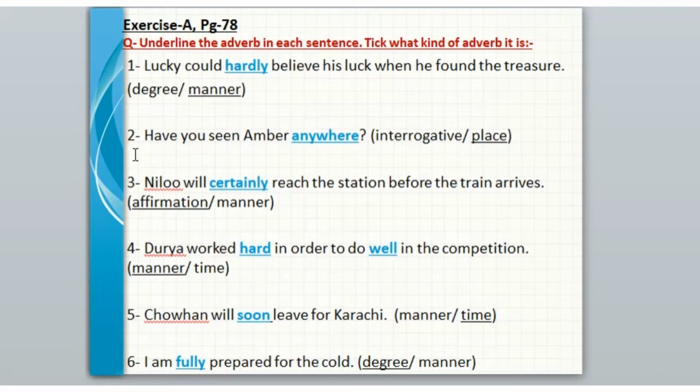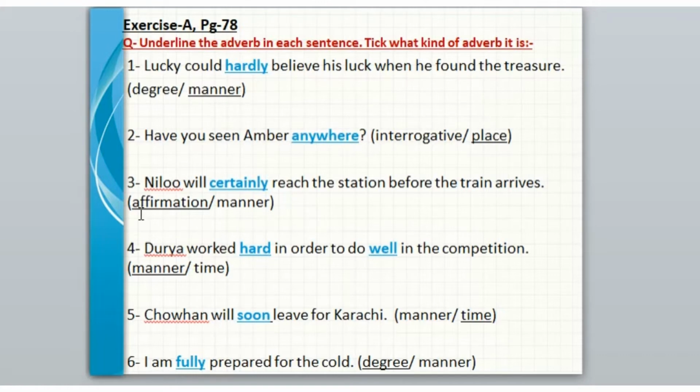Now let's come to number 2. Have you seen Amber anywhere? The bracket says interrogative, place. So this question, you see students, is asking about a place. Where have you seen her? Or you have seen or you haven't. Whatever the case is, anywhere is the adverb of place. Yes, you will underline anywhere and put a tick on top of place.